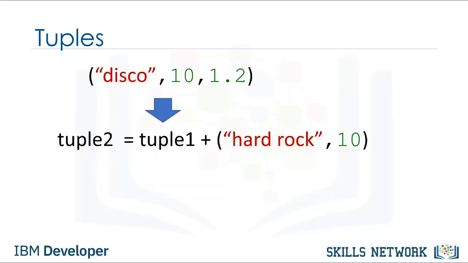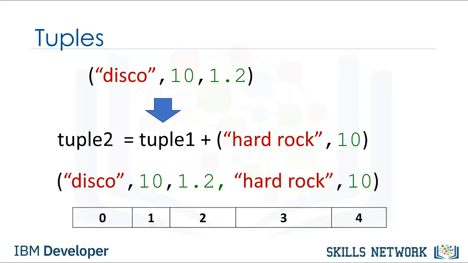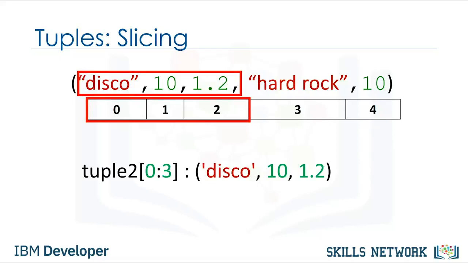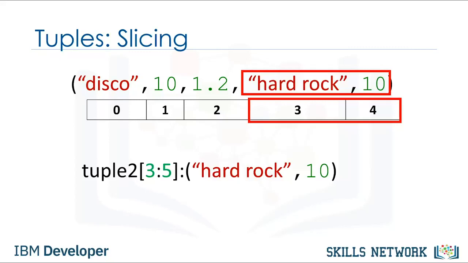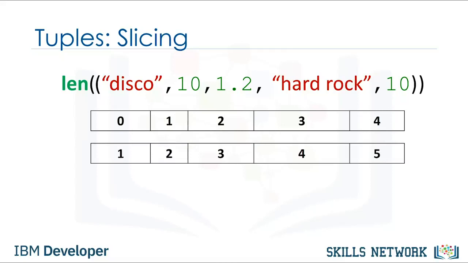We can concatenate or combine tuples by adding them. The result is the following, with the following index. If we would like multiple elements from a tuple, we can also slice tuples. For example, if we want the first 3 elements, we use the following command. The last index is 1 larger than the index you want. Similarly, if we want the last 2 elements, we use the following command. Notice how the last index is 1 larger than the length of the tuple? We can use the len command to obtain the length of a tuple. As there are 5 elements, the result is 5.